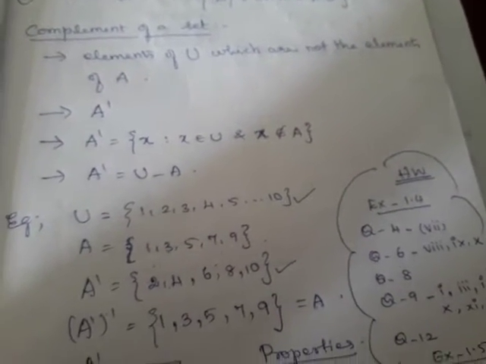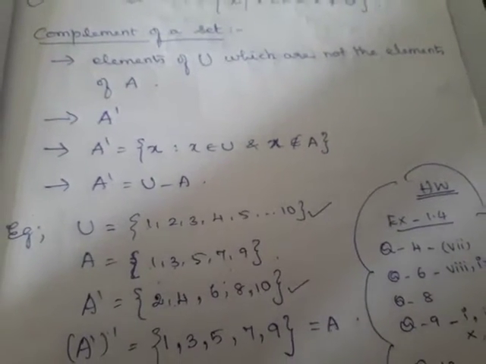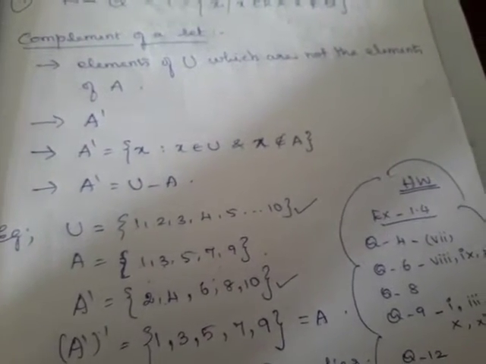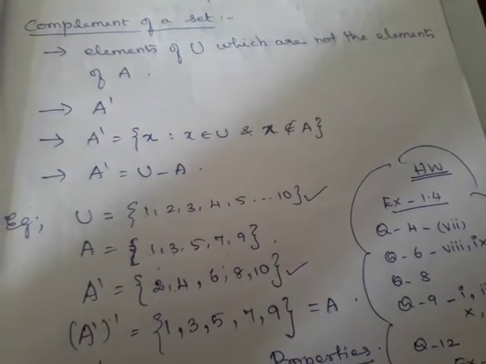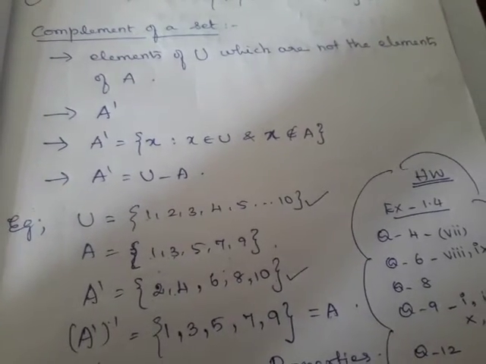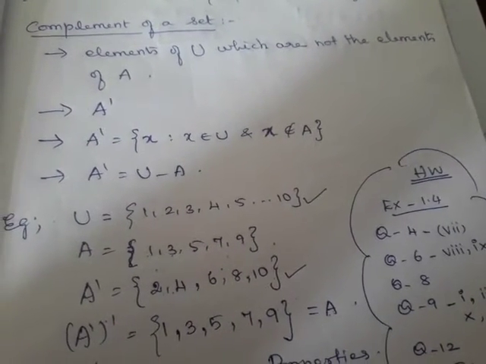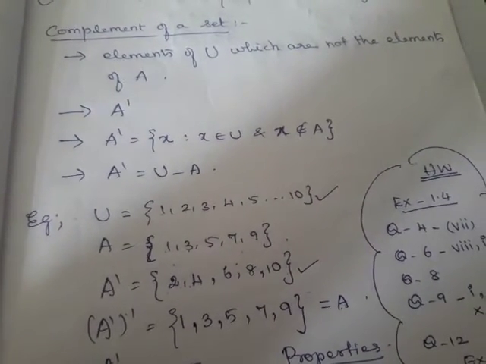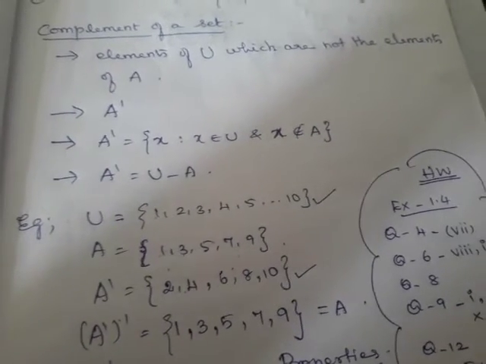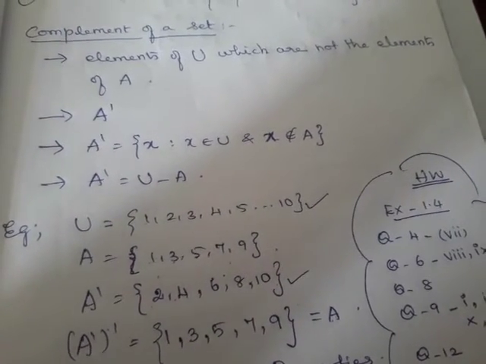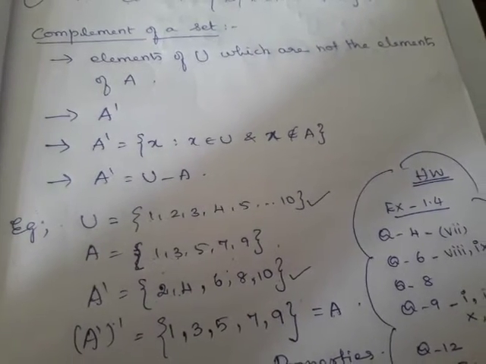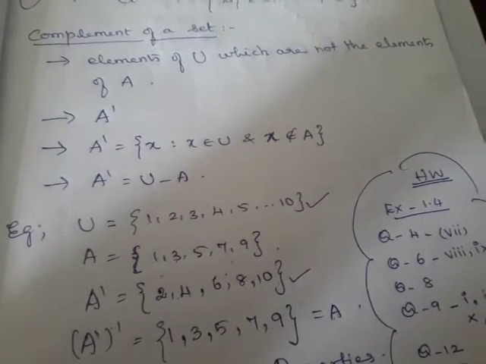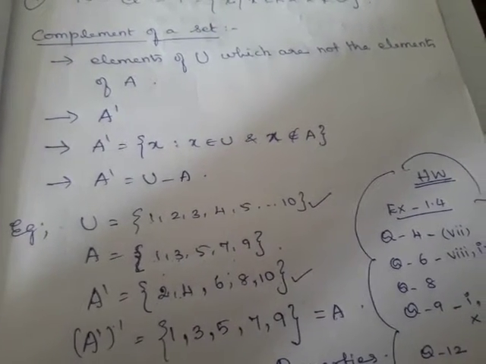So what we learnt in the last class, we learnt about a complement of a set. What is meant by complement of a set? The elements of U which are not the elements of the set which we are considering. U means universal set. So this concept is related to the universal set. If we need to find the complement of a particular set, we should know what is the universal set. We will compare the given set with the universal set. Leaving all the common elements, we will write the remaining elements of the universal set. That will become the complement of the particular set. This is what we learnt in the previous class.